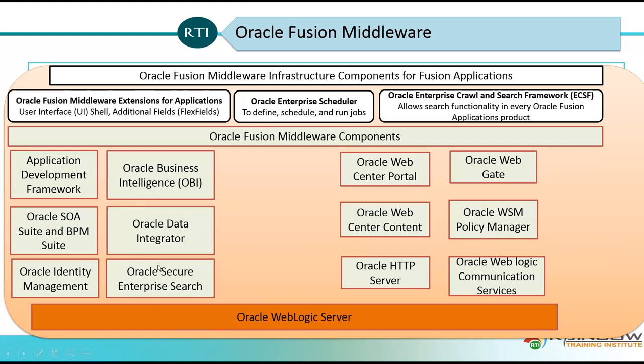And Oracle Secure Enterprise Search works hand in hand with the Oracle Enterprise Crawl and Search Framework. When we do a search for any task, typically it will search in the Fusion applications, right? Where this task is available, right? So while searching, that task should not be displayed to everyone, right? If I want to search for payslips, I cannot search for payslips just like that. I should have access to that specific task. I should fall into those specific roles and responsibilities.